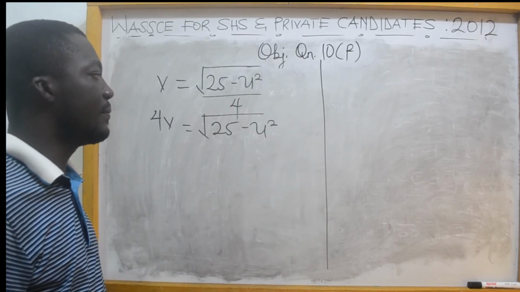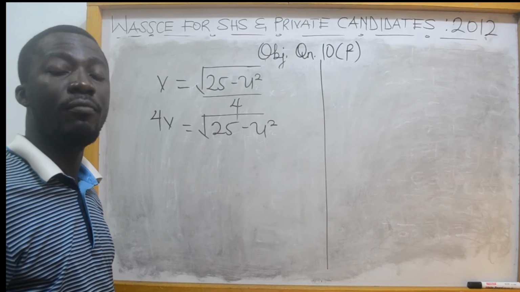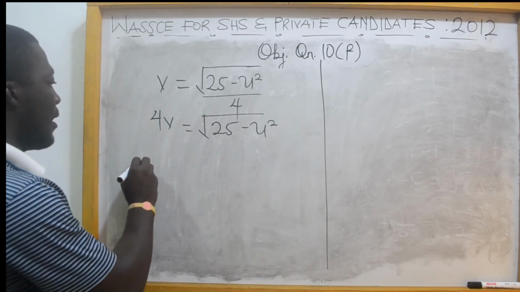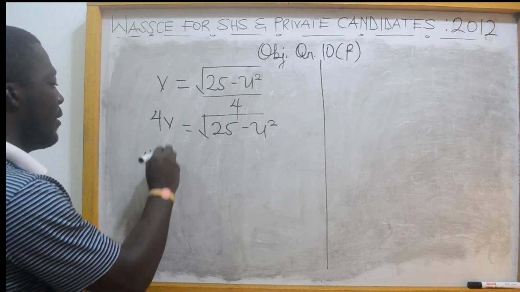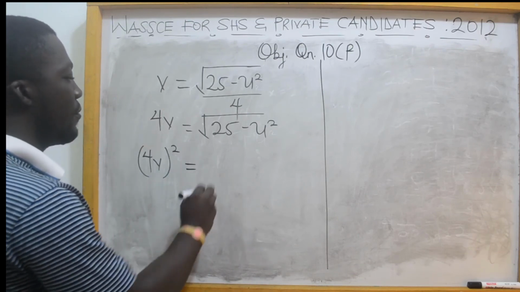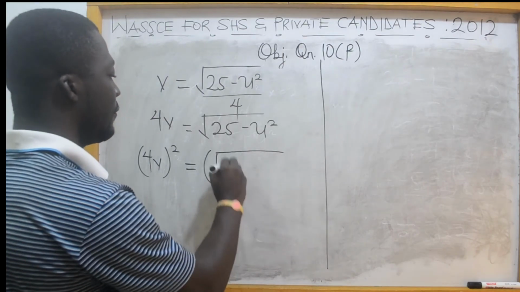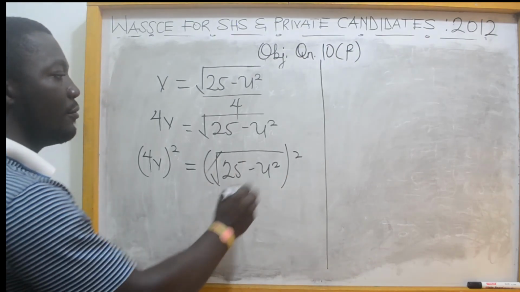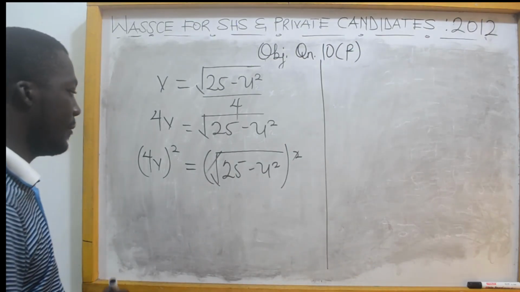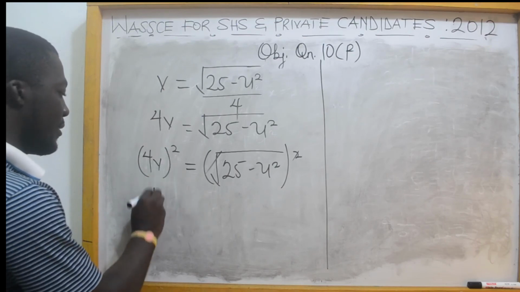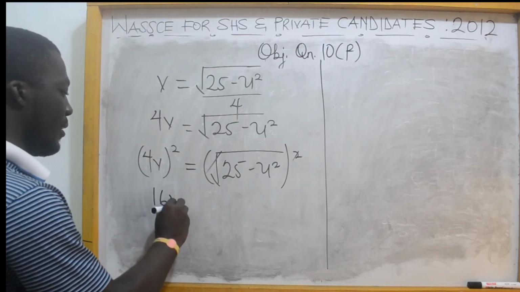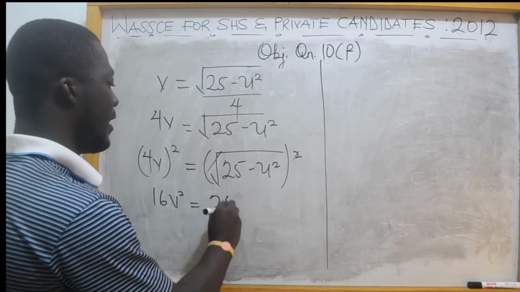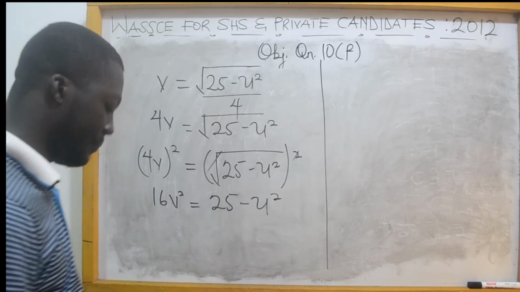How do we do that? We do that by squaring both sides of the equation, and that one will be 4v squared should be equal to the square root of 25 minus u squared, 4 squared. The square root will take away the square. Now 4 squared is 16. V squared is v squared over there. And we have 25 minus u squared.